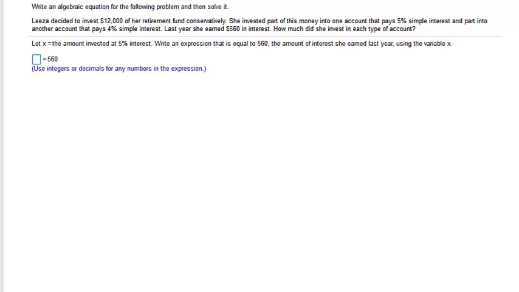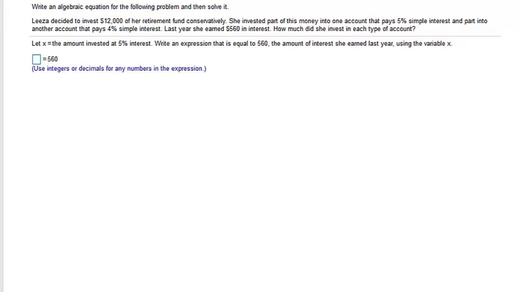Write an algebraic equation for the following problem and then solve it. Lisa decided to invest $12,000 of her retirement fund conservatively. She invested part of this money into one account that pays 5% and part into another account that pays 4%. Last year, she earned $560 in interest. How much did she invest in each type of an account?